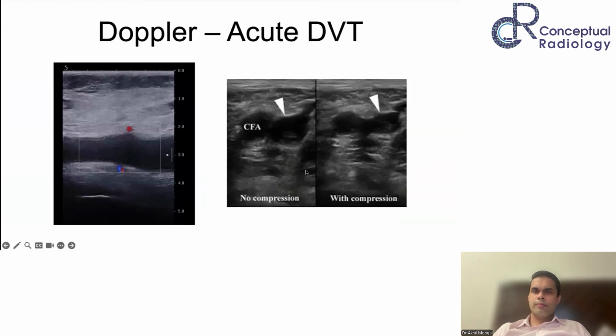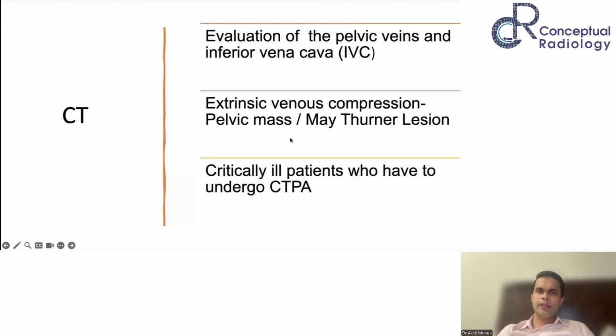So, on compression, there is no compression; we can see that it is not shutting down, otherwise the vein should totally collapse. This is actually an expanded vein in acute DVT, but with no color flow. This is how you see the case in acute DVT.